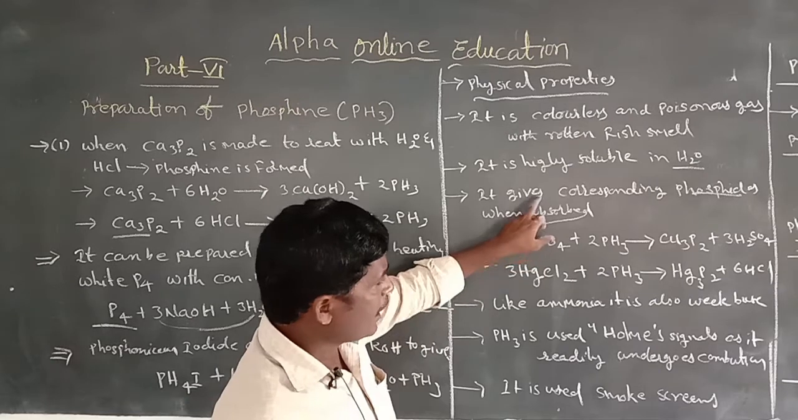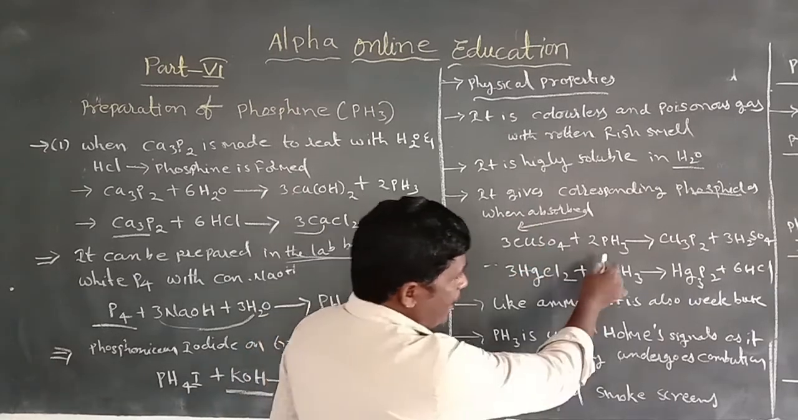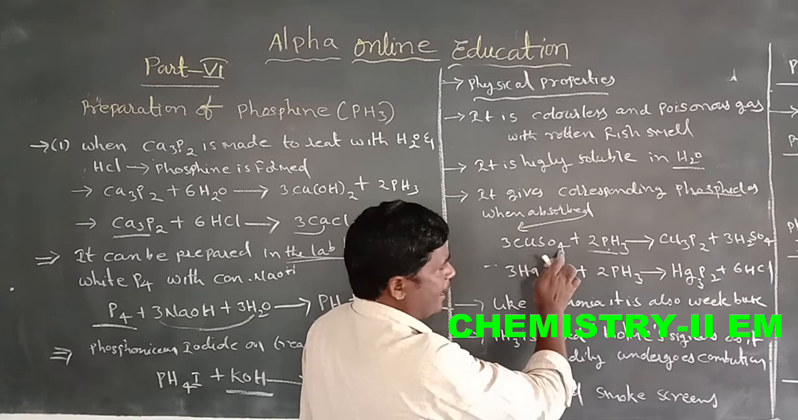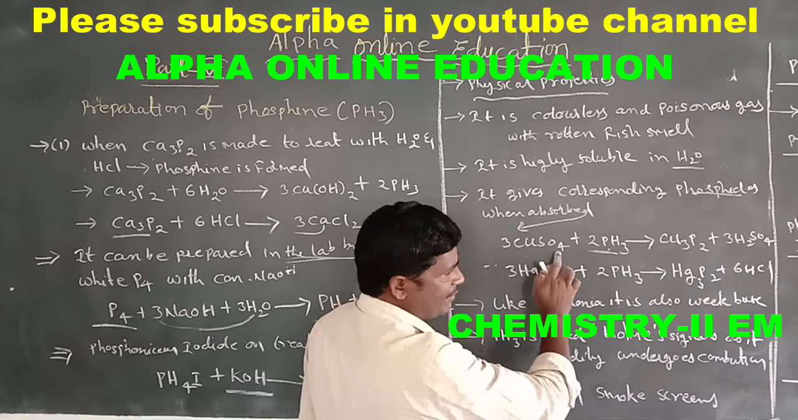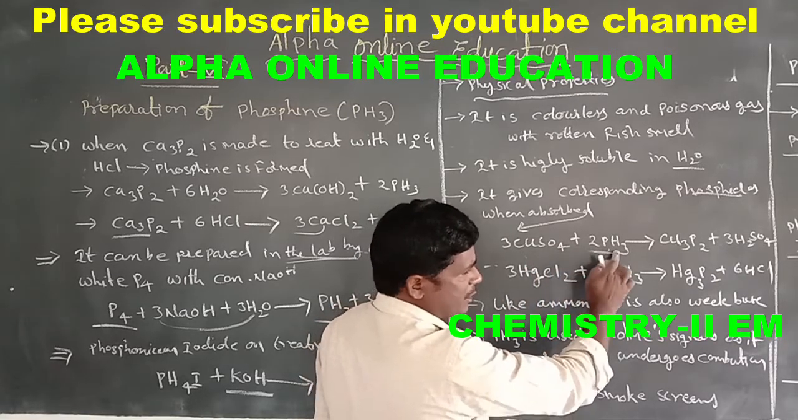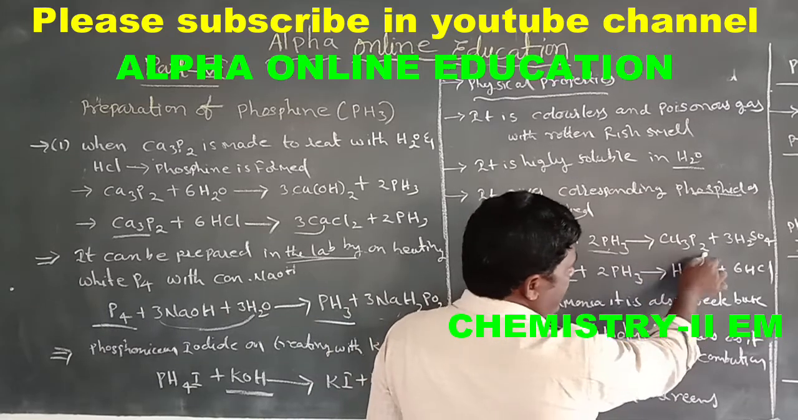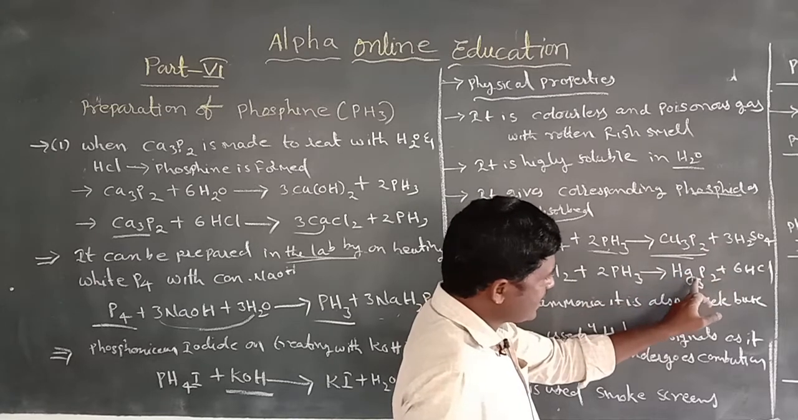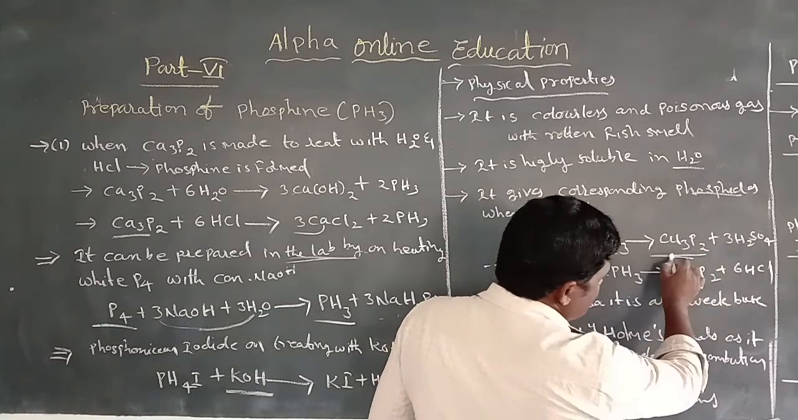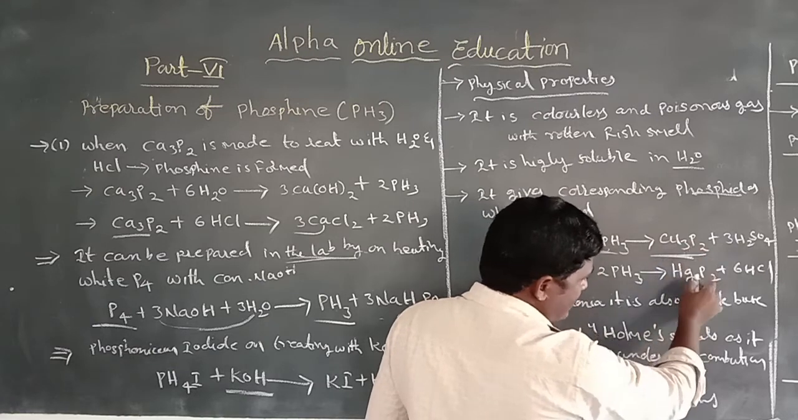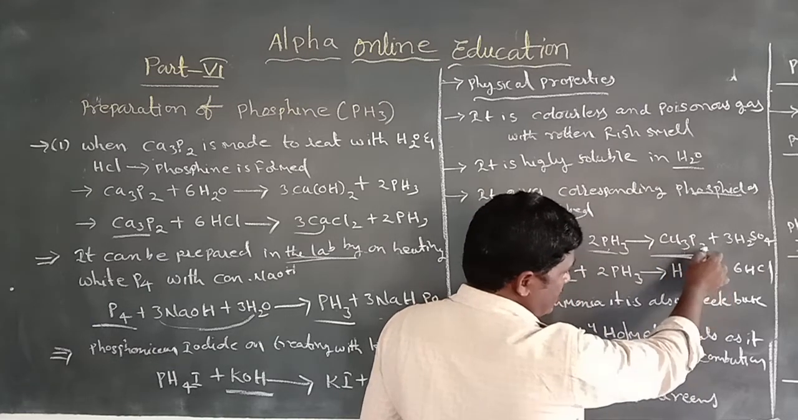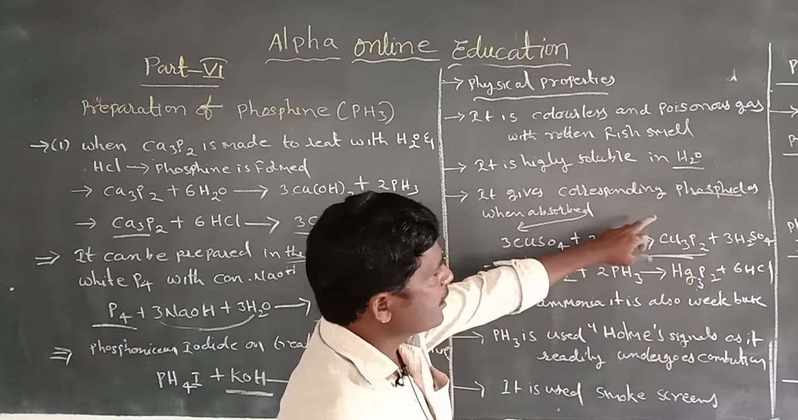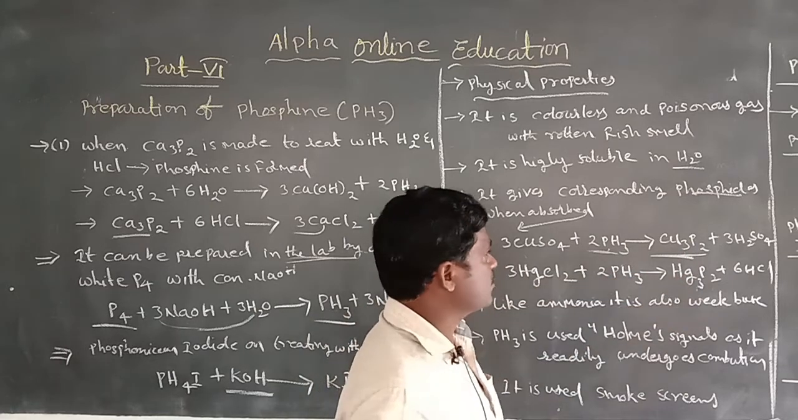Here is the phosphine, PH3. PH3 is absorbed with copper sulfate, CuSO4. 3 moles of copper sulfate absorb 2 moles of phosphine to form the corresponding phosphide, Cu3P2. Same with Hg3P2: 3 atoms of copper and 3 atoms of mercury, with 2 phosphides. These are the corresponding phosphides, copper phosphide and mercury phosphide.